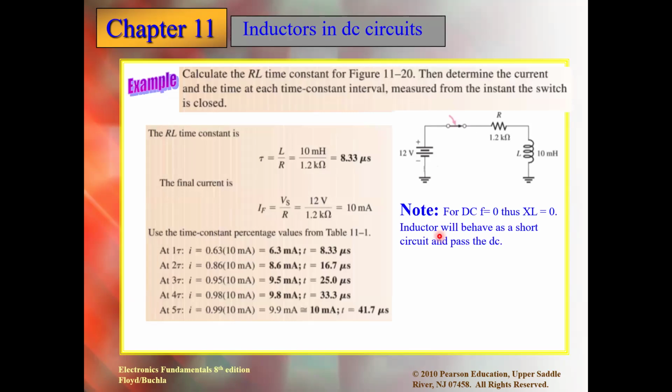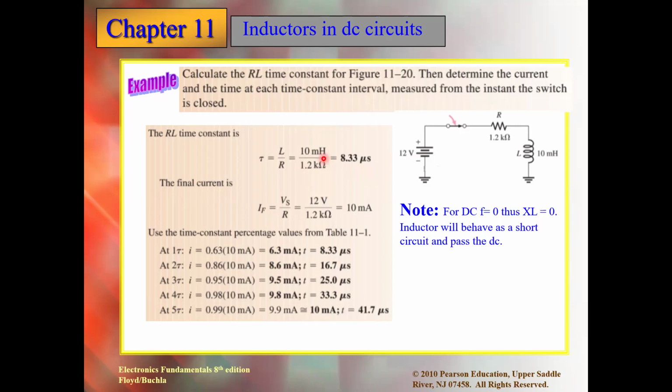The question is this: calculate the RL time constant, and then determine the current and the time at each time constant interval, measured from the instant the switch is closed. Initially, when the switch is open, the inductor is discharged and there is no current. Okay, now what happens after that? What can we do?